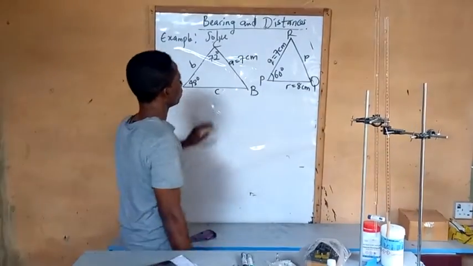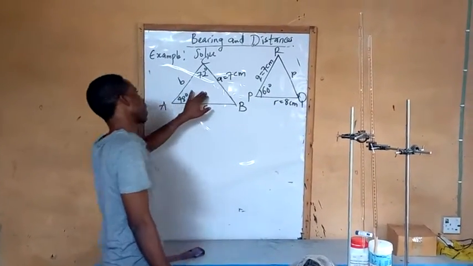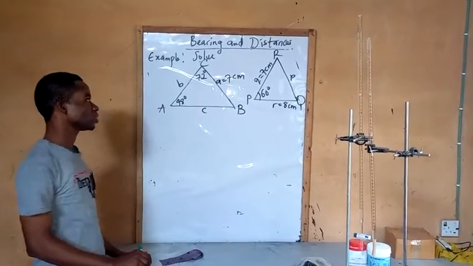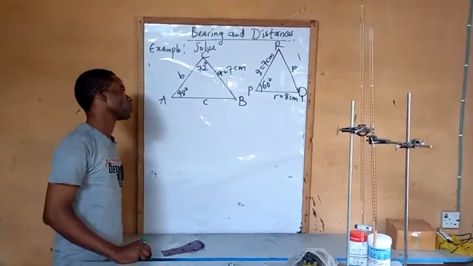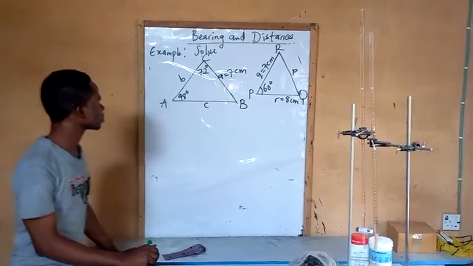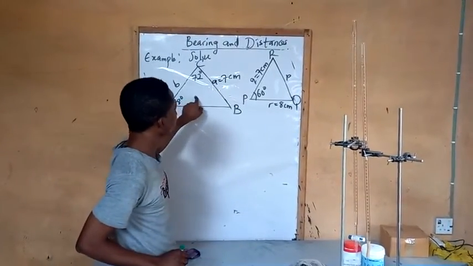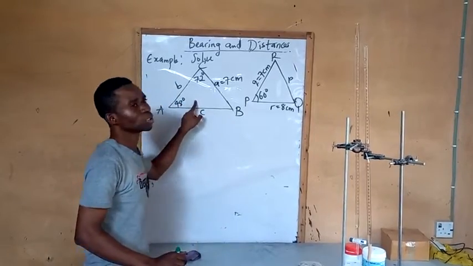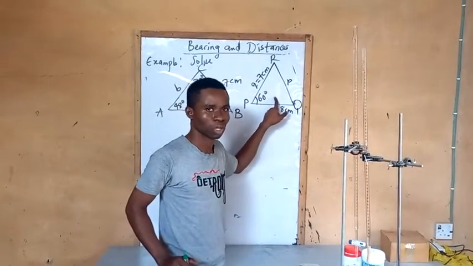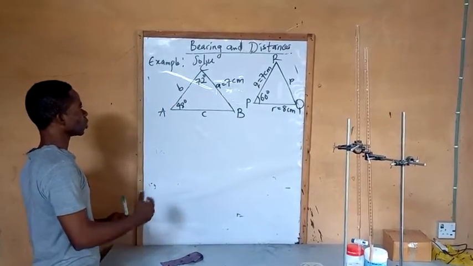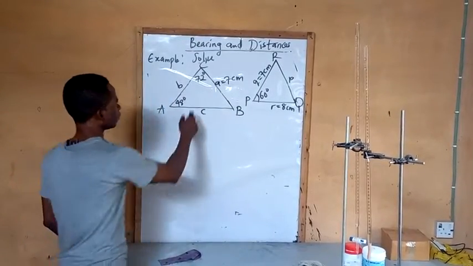Now, if we take a look at the two triangles here on the board, we'll see that neither of the two triangles is a right angle triangle. This is an acute angle triangle. This is also an acute angle triangle. Now, they ask us to find all the unknown sides of this triangle.